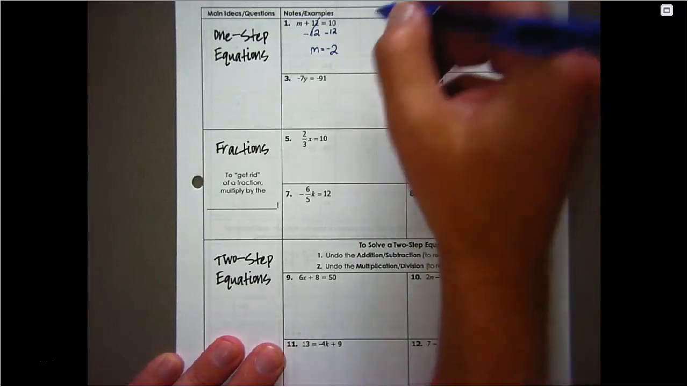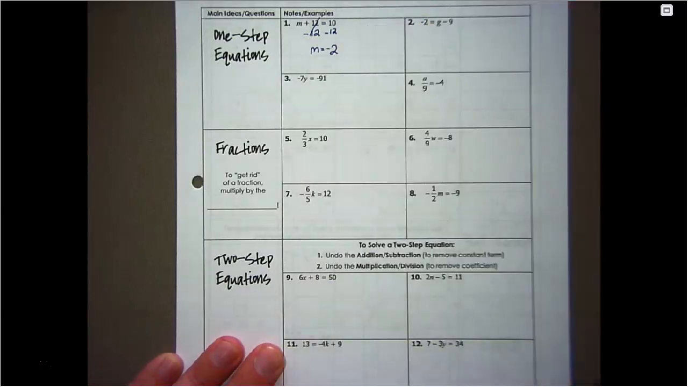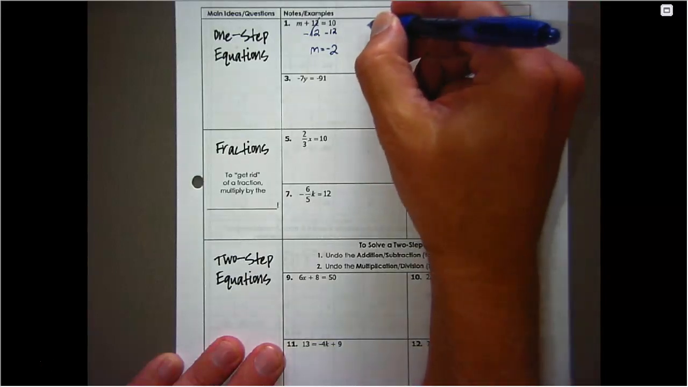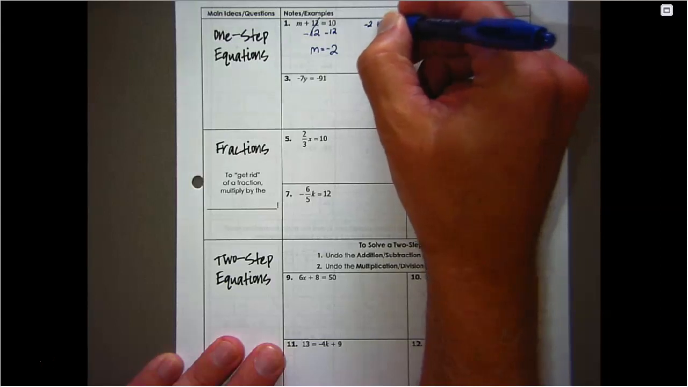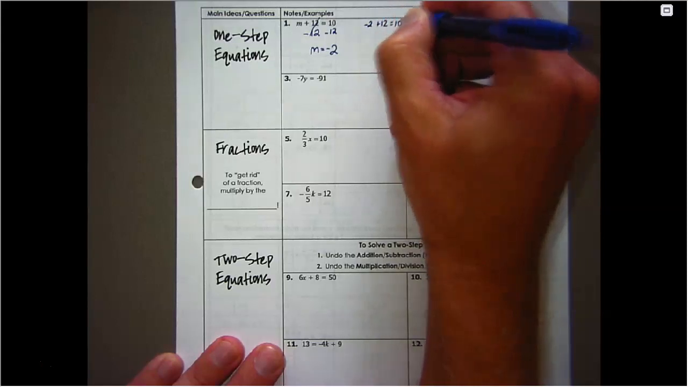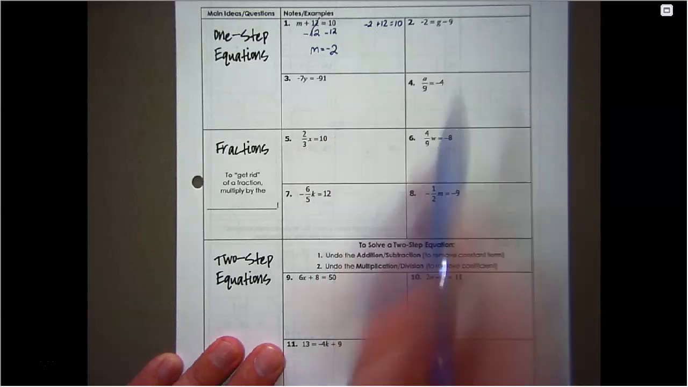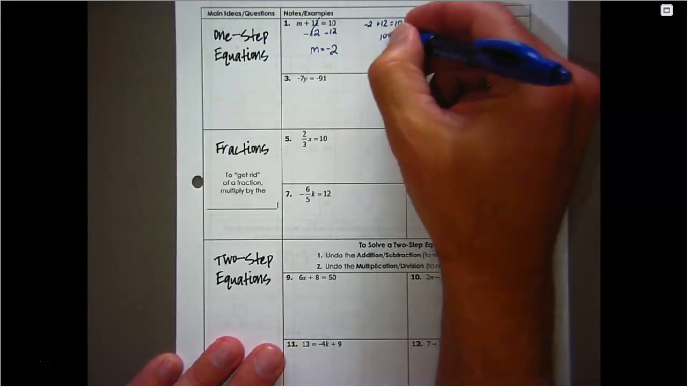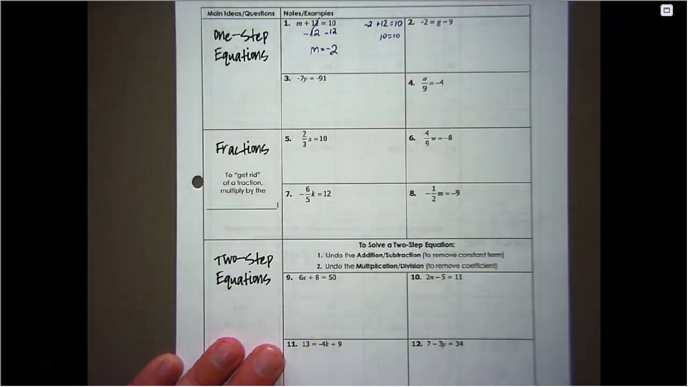And as always, remember we can always check our answer. I'm not going to do that every time just because I'm pretty confident that I'm going to get the right answer. But if we're not confident, if we go -2 plus 12, does that equal 10? And we have 2 negatives and 12 positives, and so that means that is going to equal 10. So that does check out. So we can always go back and check our answer to see if we got it.